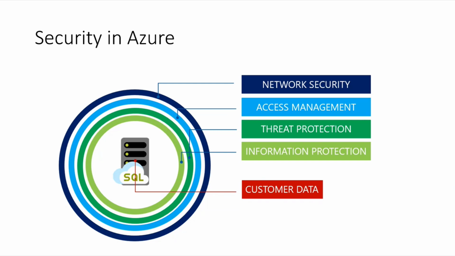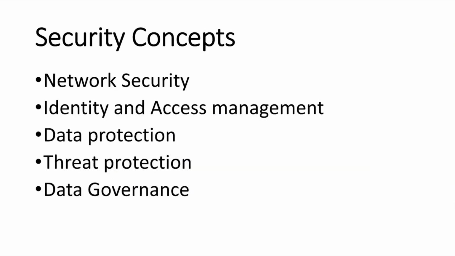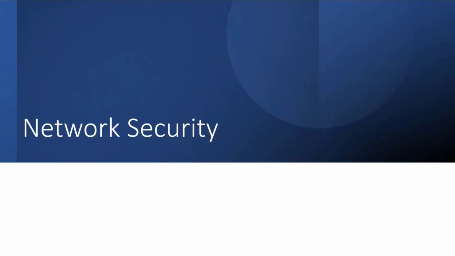They have to break all of them to enter into the data. So we are going to talk about each of these security layers today. So the security concepts, like I said, the outer layer of security, the network security, and then identity and access management, we are going to talk about today, data protection, threat protection, as well as the data governance.